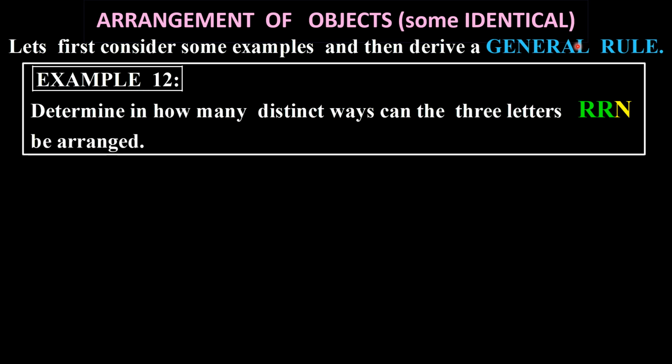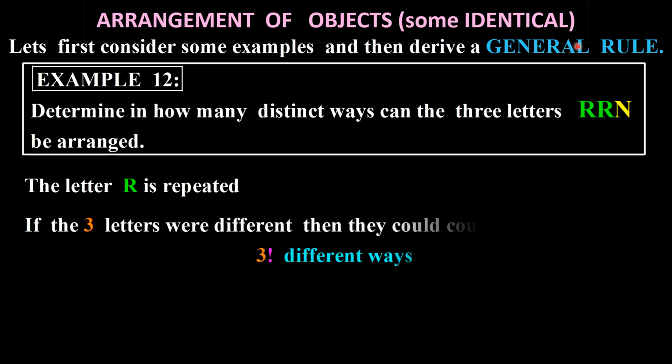We want to determine how many distinct ways can the letters R, R, N be arranged. You notice something there already? That's correct. There's a repetition of the letter R. Okay. So if the 3 letters were all different, then that would have been easy. And the answer is just 3 factorial. But now they are not different. This R and that R is the same.